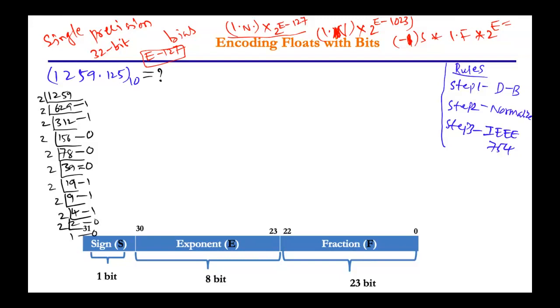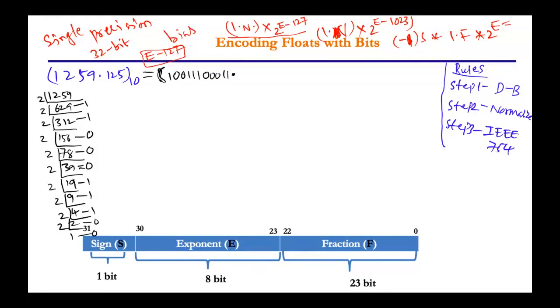So you will get the binary equivalent value of the integer part. You need to take the remainders in reverse order, so the value is 10011101011.